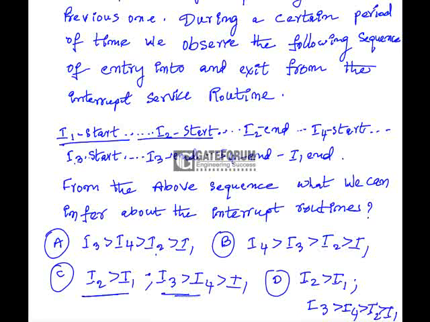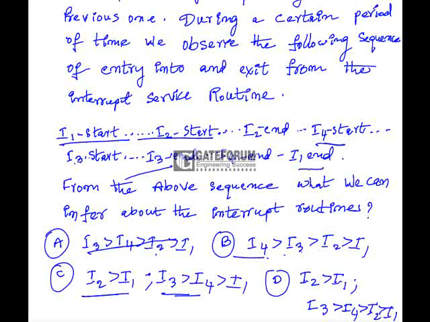Again I3 is greater than I4, because while you are executing I4, I3 started. Definitely I3 should have been greater than I4. There is no relation directly between these two things. That is why we can't take option A. Then option B, I4 greater than I3, is wrong, because I4 is not greater than I3. While you are executing I4, I3 is executed. No, I3 should have been higher priority.